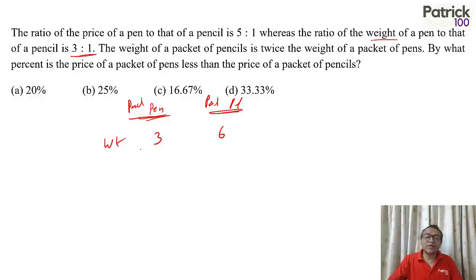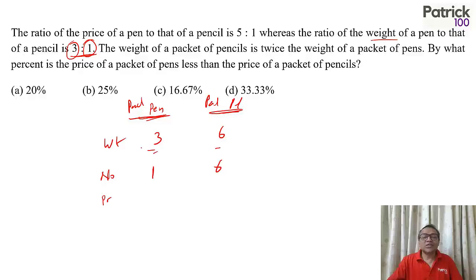The weight is 3, the weight is 6. Now with 3 you will have only one pen because the weight of pen is 3. With 6 you will have 6 pencils because the weight of one pencil is 1. So total weight is 6, so you will have 6 pencils.